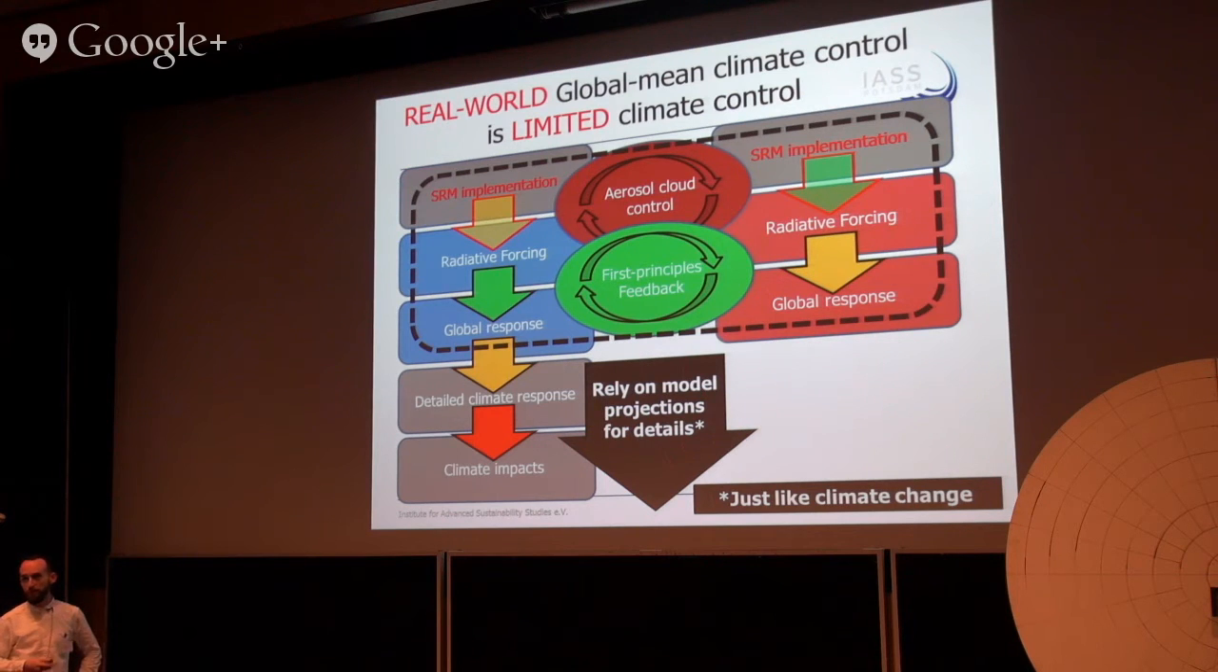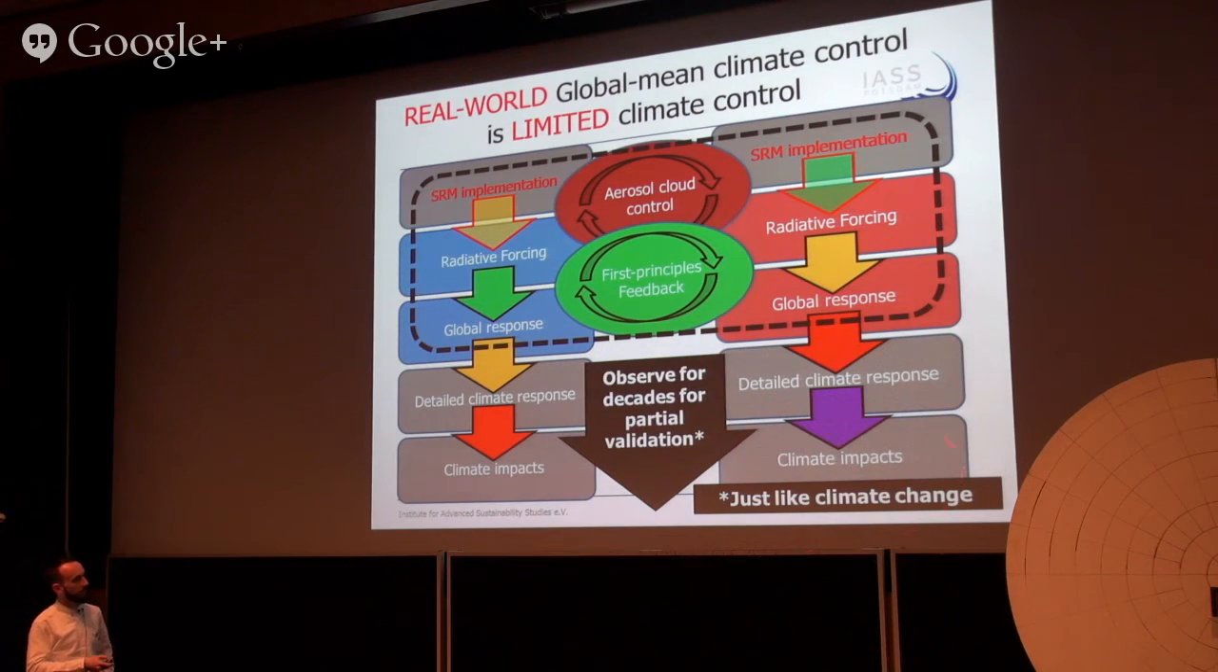We do exactly the same thing with climate change. We have to rely on climate models to predict the details so that we can then adapt to them. And of course, on the other side, we have the same problem that detecting and attributing what we've done to the climate beyond the global mean temperature will be very difficult, and it will take decades for even a partial validation of our model projections.